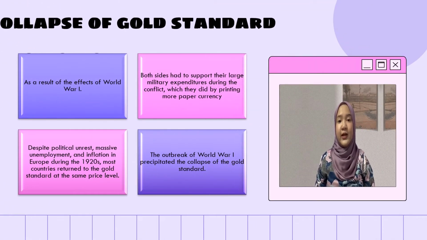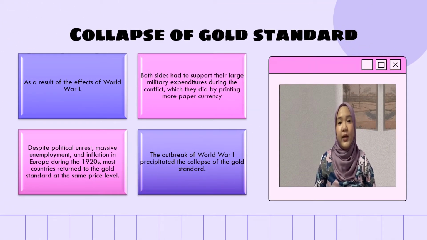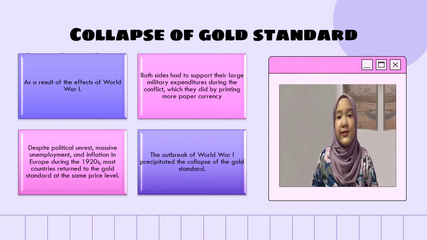The gold standard eventually collapsed from the impact of World War I. During the war, nations on both sides had to finance their huge military and did so by printing more paper currency. As the currency in circulation exceeded each country's gold reserve, many countries were forced to abandon the gold standard. In the 1920s, most countries, including the United Kingdom, United States, France, and also Russia, returned to the gold standard at the same price level, despite the political instability, high unemployment, and inflation that was spread throughout Europe. The outbreak of World War I was a direct cause for the collapse of the gold standard.